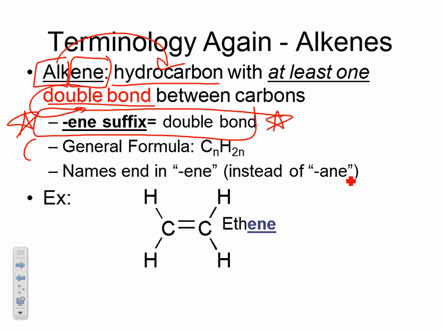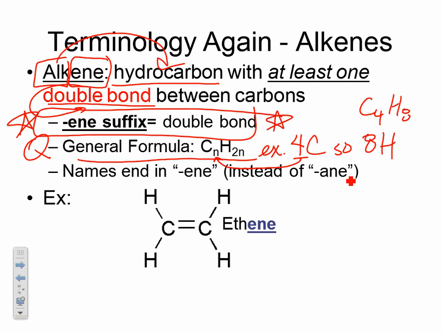If you look at table Q, we have the general formula for an alkene, which is CnH2n. So for example, if we had a chain that had 4 carbons, the 4 would be the n value. So we simply follow the formula. If we double 4, we get 8. So that's the number of hydrogens that we would have with an alkene. That's the pattern for the alkene. So the formula for this alkene would be C4H8.